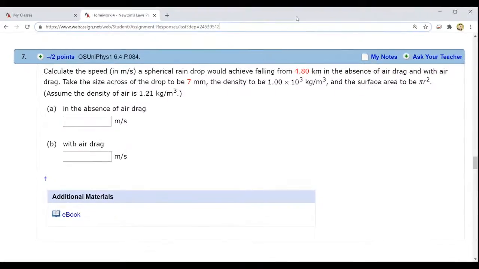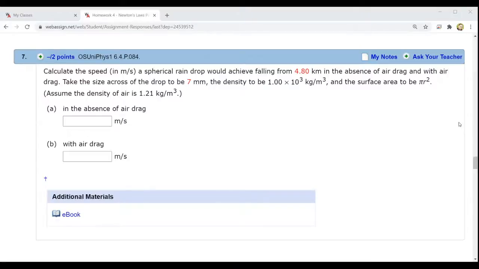So this says, calculate the speed in meters per second a spherical raindrop would achieve falling from 4.8 kilometers in the air in the absence of air drag. And then what is the speed with air drag? And then they give you some parameters. For my problem, the raindrop is 7 millimeters across, so that would be its diameter, not its radius. Its radius would be half that.